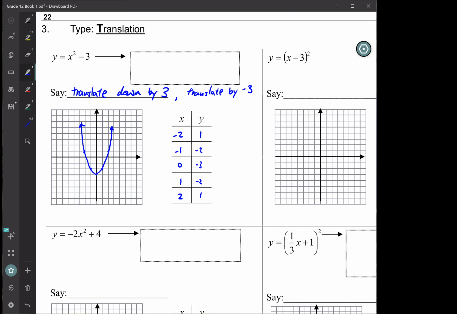Translate, okay, let me erase. Translate vertically by -3. So you try to compare these two sentences, okay? The first one is saying translate down by 3. So it tells you the direction, right? So you don't need to add a negative sign, okay? The second one is saying translate vertically. So vertically means it could be up, could be down, right? So to show that it's going down, you use the negative sign, okay?